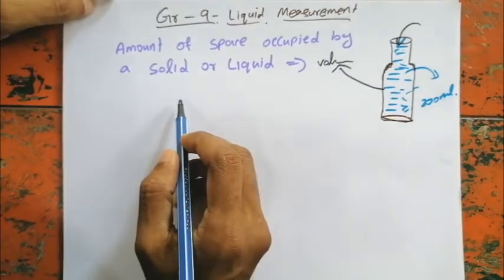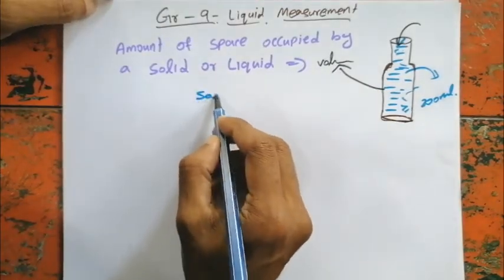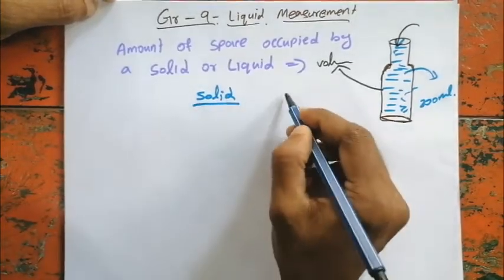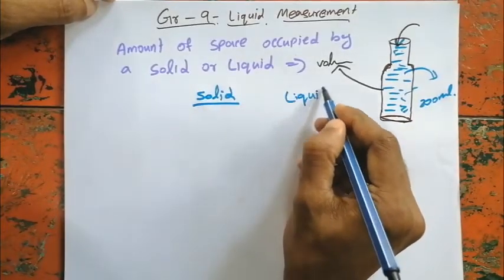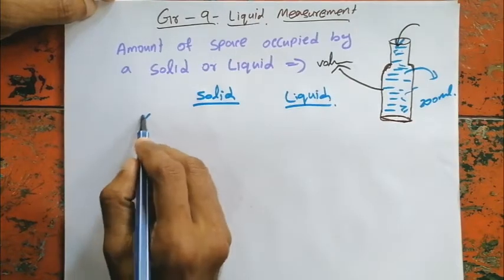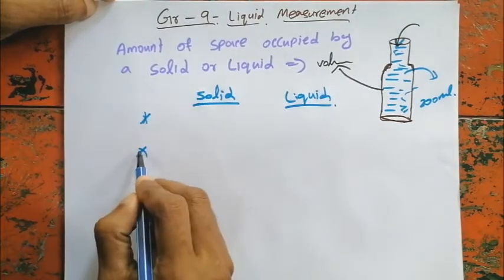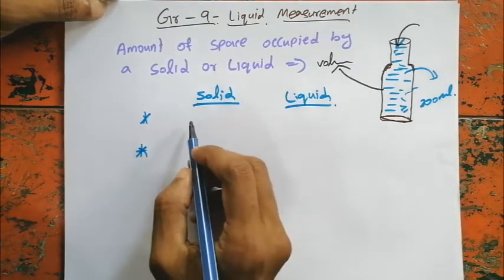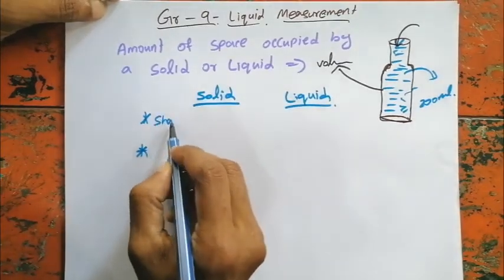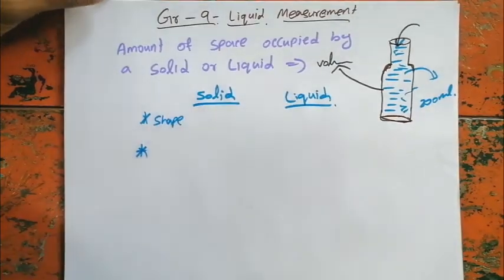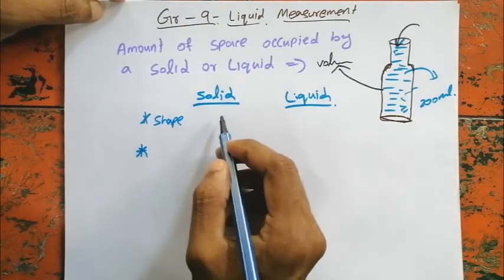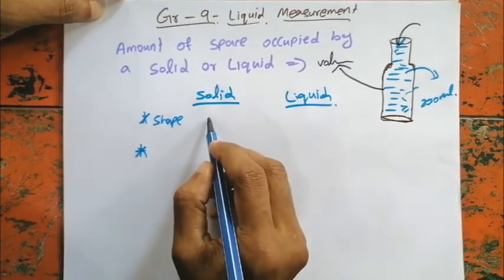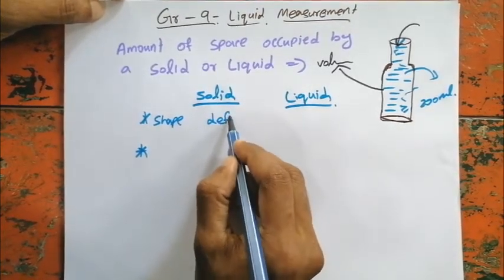Okay, if you analyze solids and liquids, we have two characteristics related to liquid measurement. Solids, when you think about the shape, solids always have a definite shape.